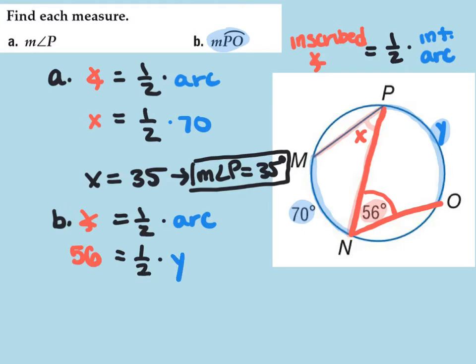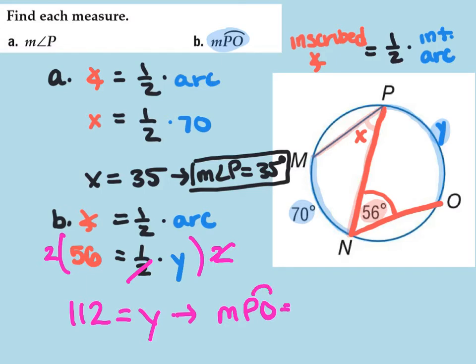Now in order to solve, we have to get rid of the 1/2. So to do that, we can multiply both sides by 2, which cancels the 1/2. And if I multiply 2 times 56, that gives me a value of 112 equals Y, which means that the measure of arc PO equals 112 degrees.